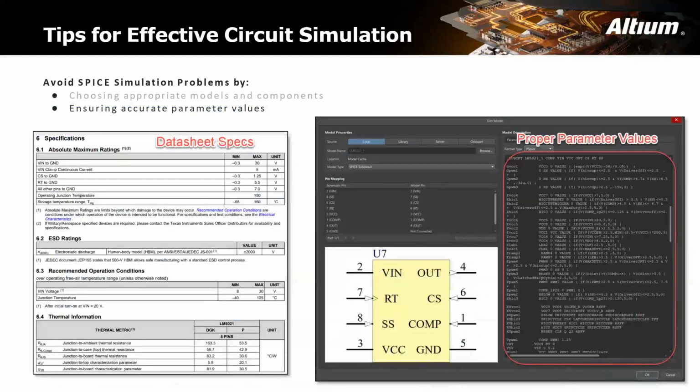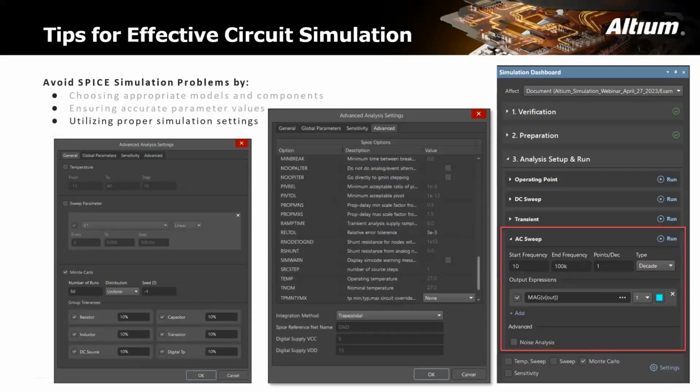The second tip is to ensure accurate parameter values, which are crucial for obtaining reliable simulation results. Check your component values against data sheets and manufacturer specifications. Don't be afraid to adjust them when needed to improve your design performance. And the third tip is to utilize the proper simulation settings. Take the time to understand and configure the simulation settings for your design goal. This includes selecting the right analysis type, defining the appropriate input and output types, and specifying the required simulation time and frequency range.